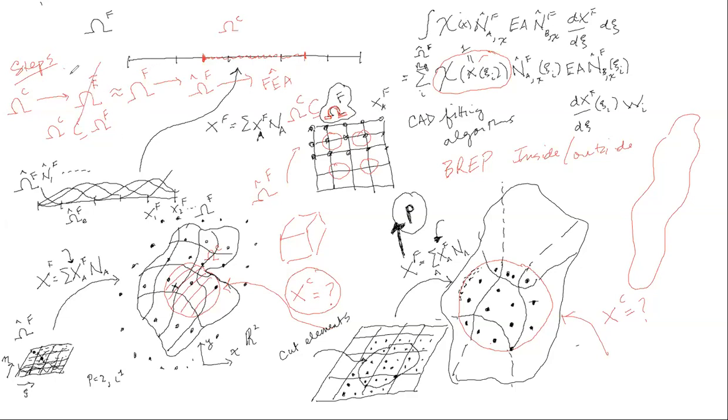we can just throw this away. We no longer need it. The only requirement is that omega C be inside of omega F. And then we do a CAD fitting operation and then we run the FEA.